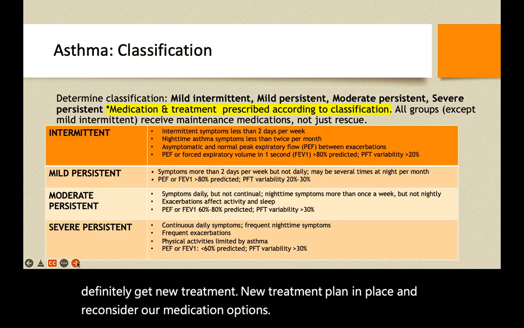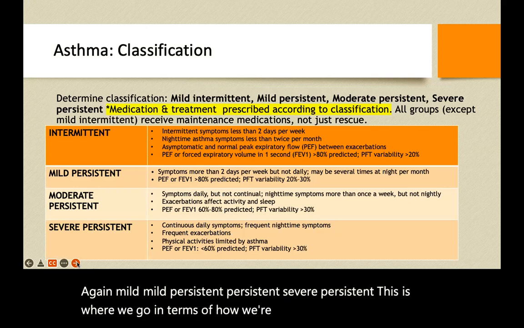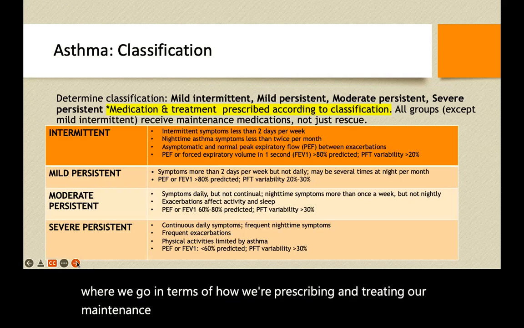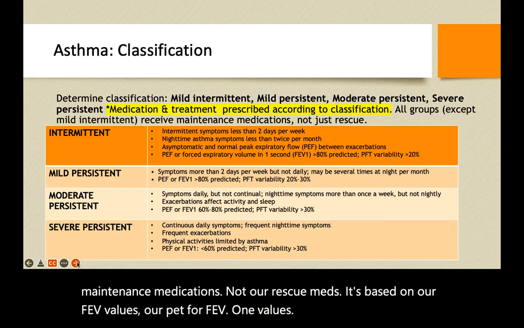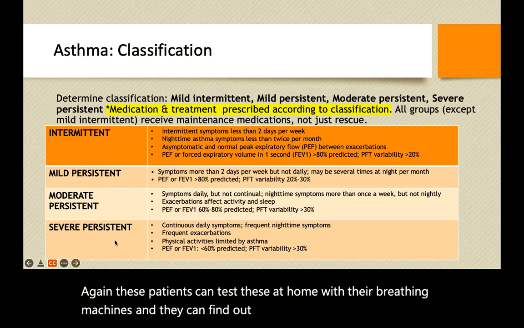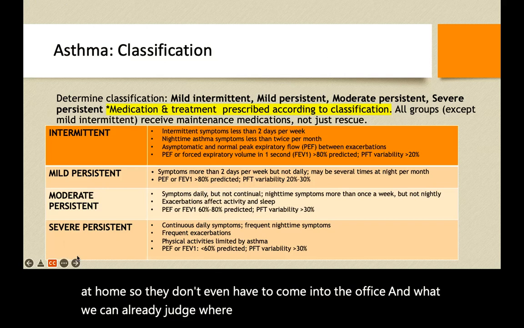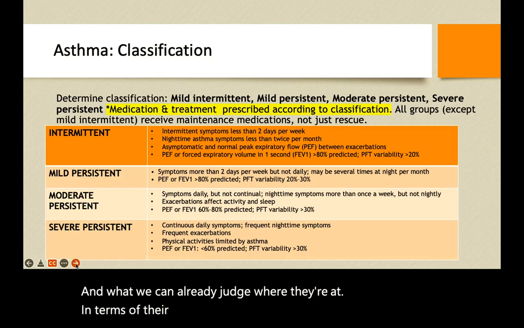So again, mild persistent, moderate persistent, severe persistent. This is where we go in terms of how we're prescribing and treating our maintenance medications, not just our rescue meds. It's based on our FEV values, our PEF or FEV1 values. Again, these patients can test these at home with their breathing machines. They can find out what their PEF value is a lot of the times at home. So they don't even have to come into the office, and we can already judge where they're at in terms of their symptoms classification.